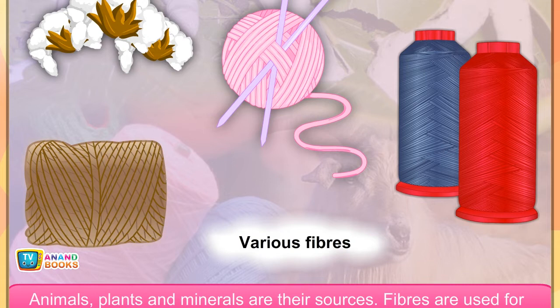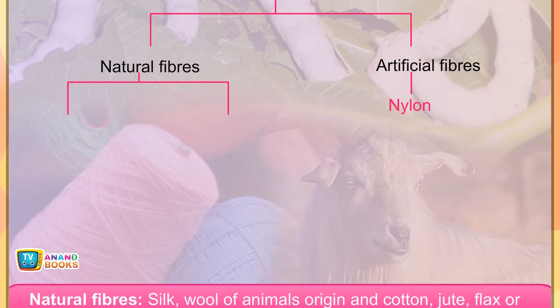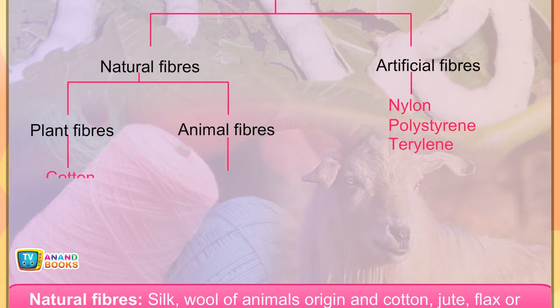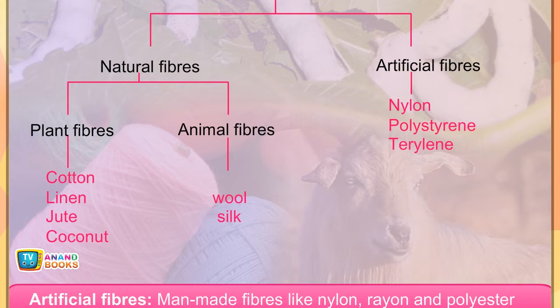Fibers are classified as natural fibers and artificial fibers. Silk and wool of animal origin, and cotton, jute, and flax of plant origin, are natural fibers. Artificial fibers are man-made fibers like nylon, rayon, and polyester.